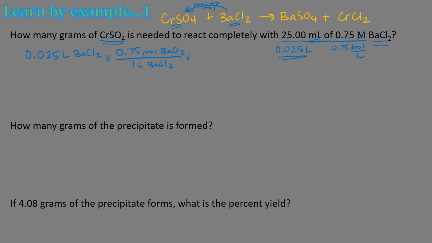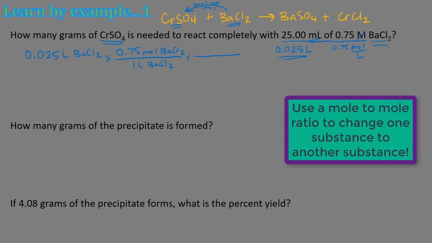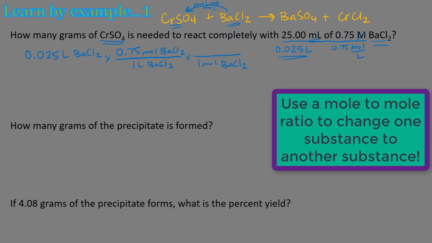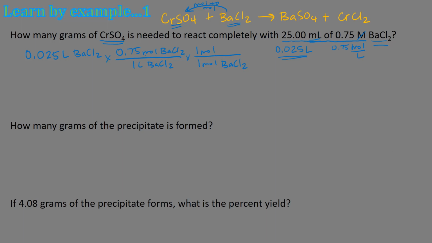And now, since I have moles of barium chloride right here, I can use my mole-to-mole ratio, and it's just 1:1. So 1 mole of barium chloride for every single mole of chromium sulfate. Now they're 1:1, so it wouldn't make a difference if you messed up. But we always want the unit that we have down on the bottom to be the same as the unit that we have on the top so that they cancel out. If I had put chromium sulfate down here and barium chloride up here, then we would square barium chloride and have chromium sulfate still left in the bottom, and that's not what we want to do.